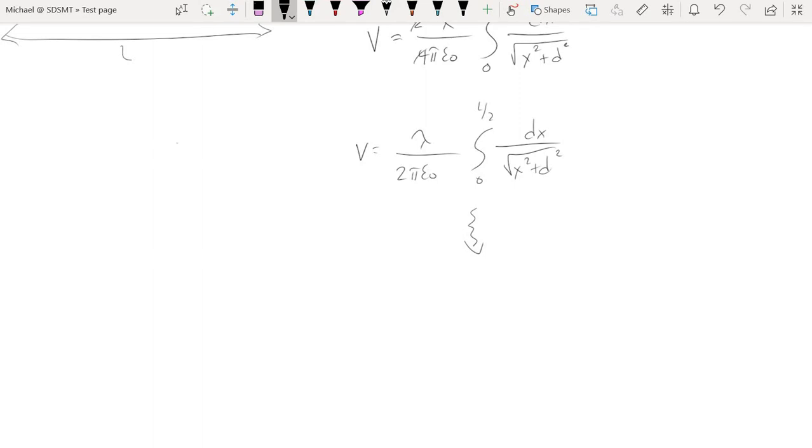The integral itself is going to result in natural log of x plus, make sure I'm on the right page of my notes here, plus root x squared plus d squared. Make sure I got that right. Yep. Evaluated at our limits.